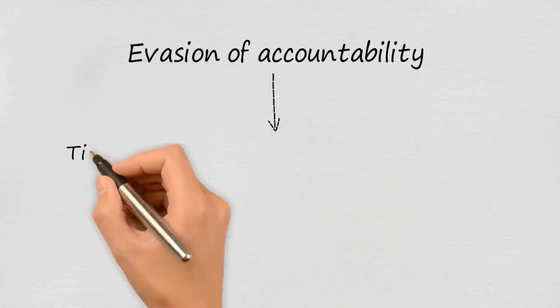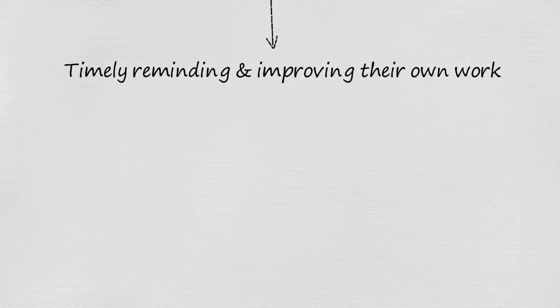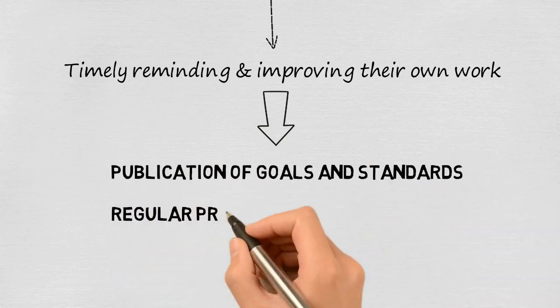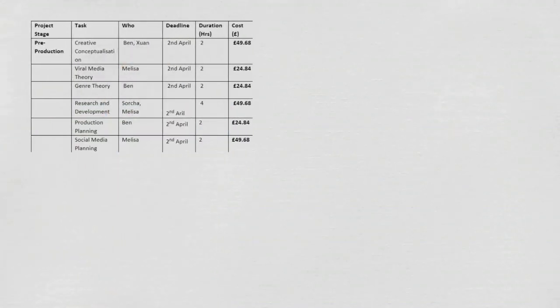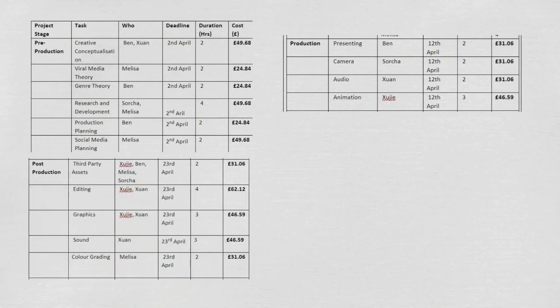The key to handling evasion of accountability lies in members' timely reminding of potential problems to each other and improving their own work. Two of Lencioni's suggestions have been adopted, including the publication of goals and standards and regular progress review. In the stage of division of labor, we detail the goals and steps for the assessment and define the tasks of each member. A list of labor division has also been uploaded to Teams.